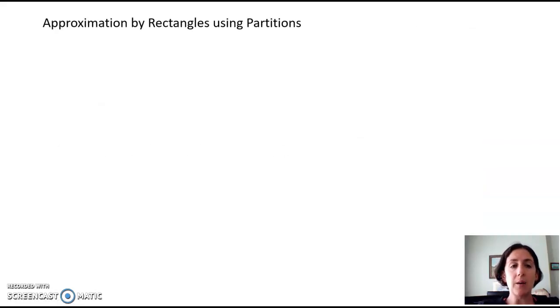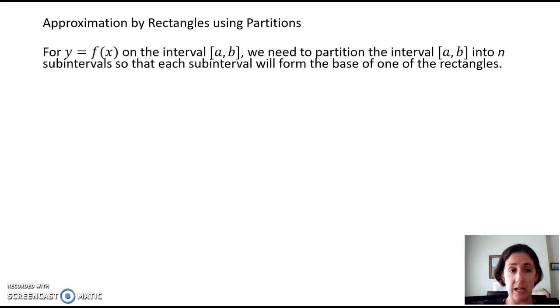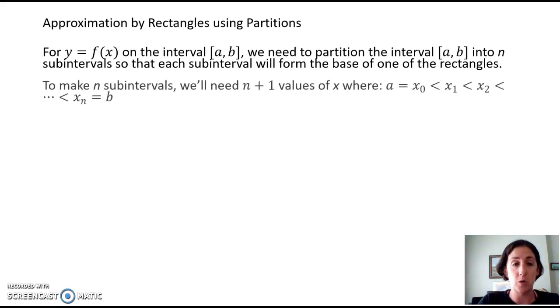So we're going to talk about approximation by rectangles using partitions. So what is a partition? For y equals f of x on an interval a comma b, we need to partition the interval into n subintervals. So I'm going to take this big area where I'm blocking off, right? I'm looking from A to B here, and I'm going to give these little subintervals. So I'm sectioning off little chunks of my big area here. And those little subintervals will form all the little bases of my rectangles, and you can make them as wide or as narrow as you want to.